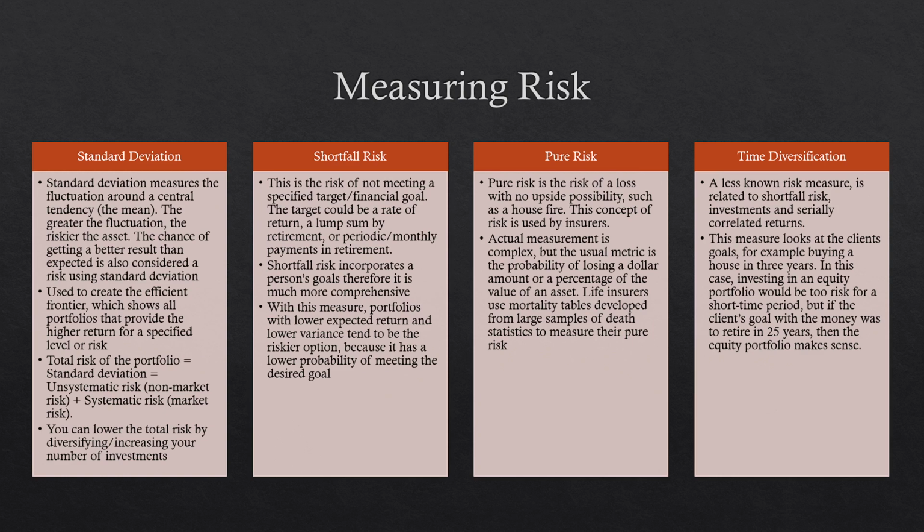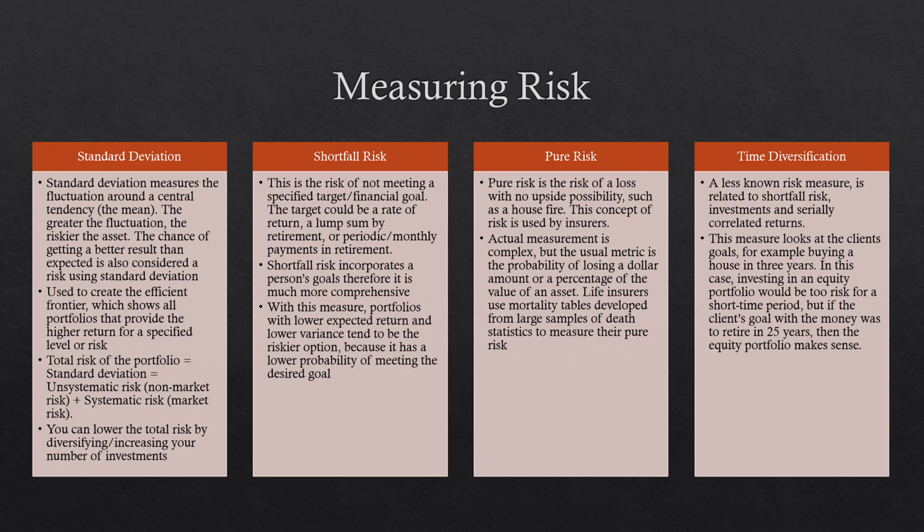This is the risk of not meeting a specified target or financial goal. So the target could be a rate of return, a lump sum by retirement, or just a periodic monthly payment in retirement. Quite often in retirement plans, you might see a shortfall, which just shows that you don't have enough money to cover your retirement income needs. So that's that shortfall risk. It does incorporate a person's goals, therefore it is much more comprehensive.